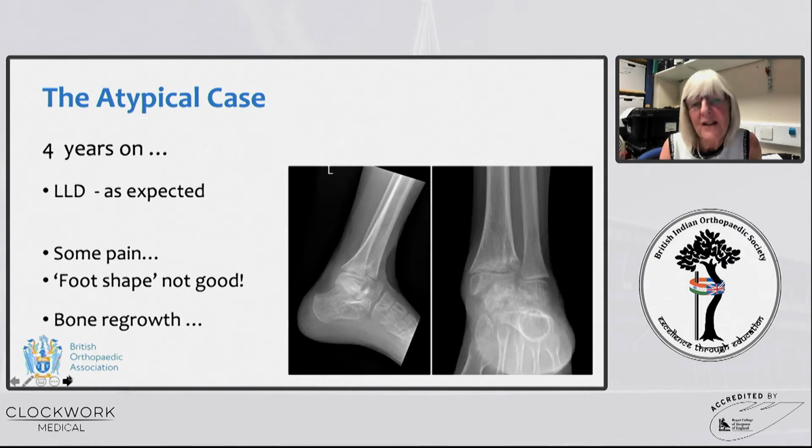4 years on, the child does have a leg length discrepancy as expected, some pain, and the foot shape is not good. But an amazing amount of bone has regrown, considering I thought I'd taken it all out. What I think I did was leave a small shell of the talus behind, and I didn't actually see the clean cartilage of perhaps the talonavicular joint. So my learning point is that I did a good debridement, but maybe thankfully I left some bone there by mistake, if you like, which turned out to be a good thing and helped the end of the case. And they're going to have a lengthening nail to treat their leg length discrepancy.